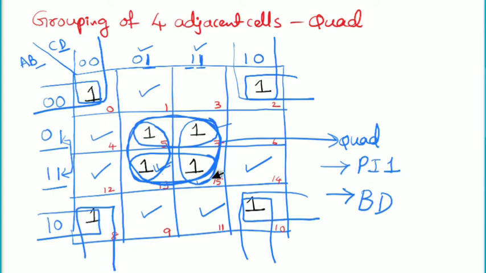So this is the same case as the middle ones. All these 4 ones, these corner ones, are adjacent to each other. So hereafter you can remember this point: whenever you are representing any given Boolean function in a 4 variable K map, and you have the value 1 in the corner cells, all these corner cells will make a quad. So this is one more quad. Let us call this prime implicant 2, and for this, what is the value?